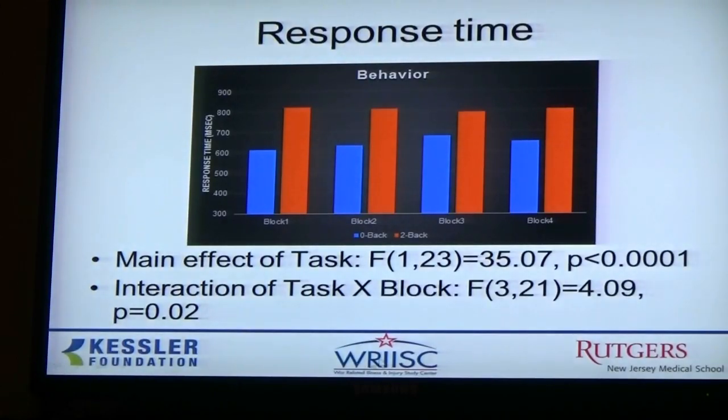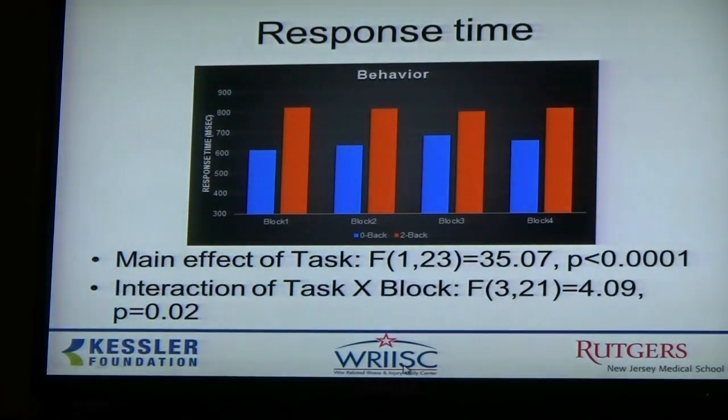So here's their behavior. This is their response time, and what I'm plotting here is response time on the y-axis, the 4 blocks on the x-axis, the 0 back task in blue, and the 2 back task in orange. And you can see there's a main effect of task, such that everyone responded slower on the 2 back task. It's a harder task.